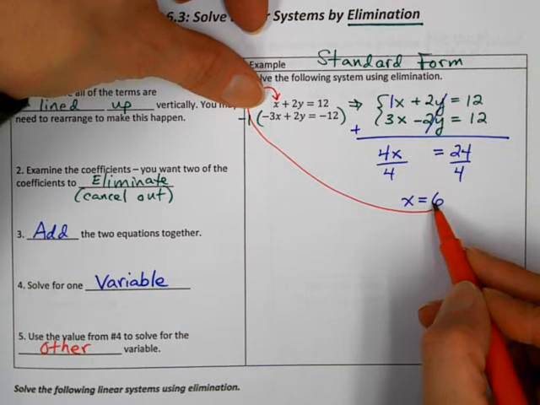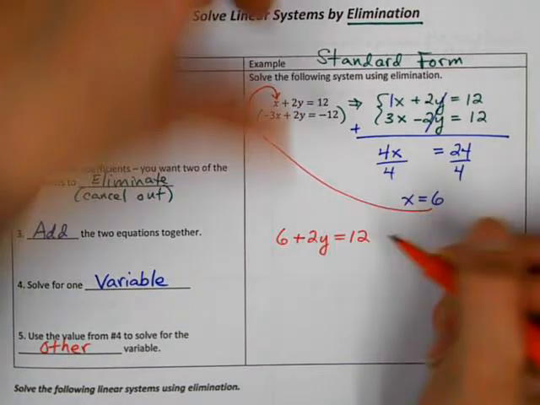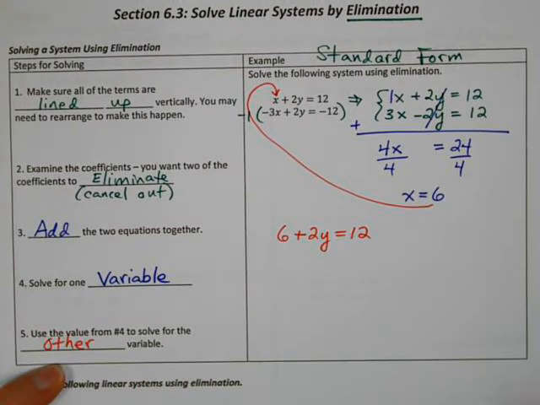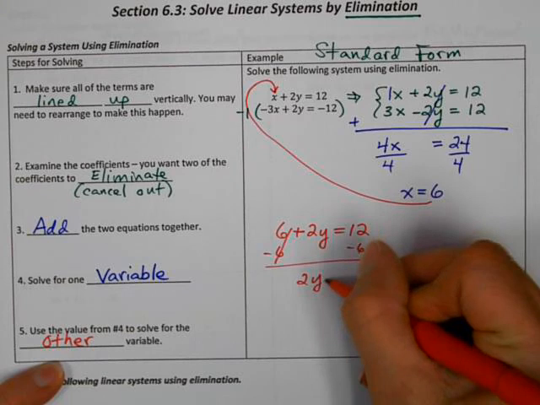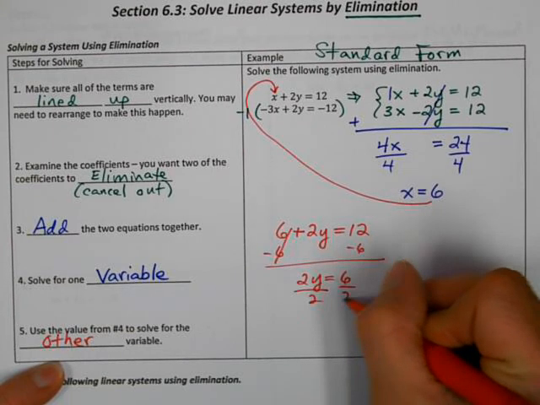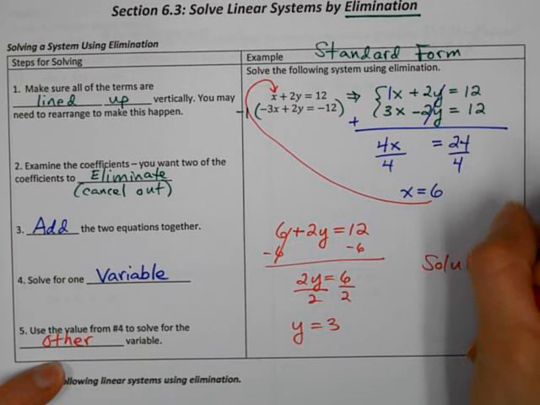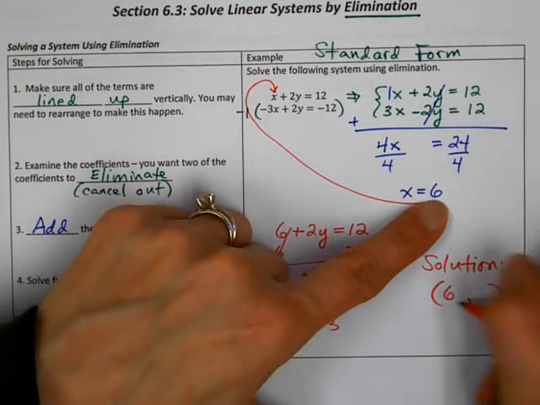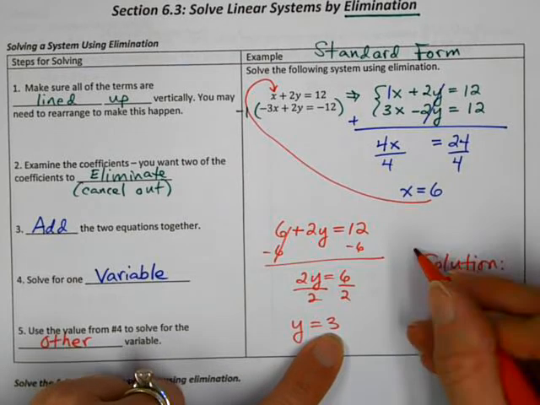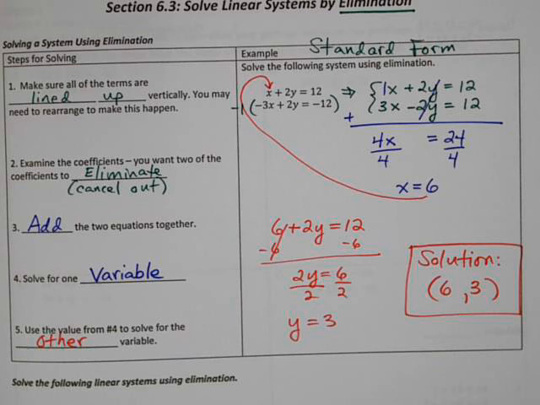I'm going to substitute 6 in for the x. 6 plus 2y equals 12, and this will allow me to solve for the other variable. Let's subtract 6 from both sides. 2y equals 6. Divide by 2. y equals 3. So the solution is the ordered pair, the point (x, y), (6, 3). The solution to the system using elimination. I really like elimination because it's kind of fun.